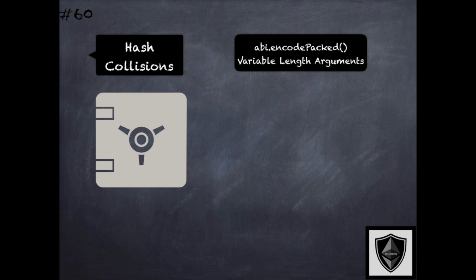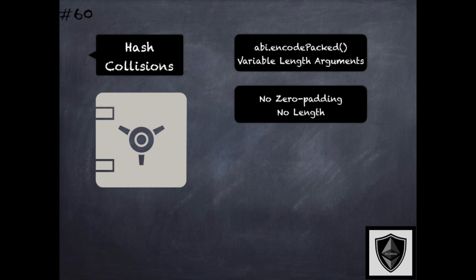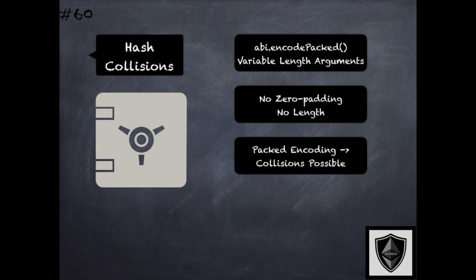Hash collisions are possible in certain scenarios where the ABI encodePacked primitive is used with multiple variable length arguments. And this happens because this primitive does not zero pad the arguments, and it also does not save any length information for those arguments, as a result of which it allows packing. And this packed encoding could lead to collisions in certain scenarios, which you can imagine can affect the security of the smart contract.